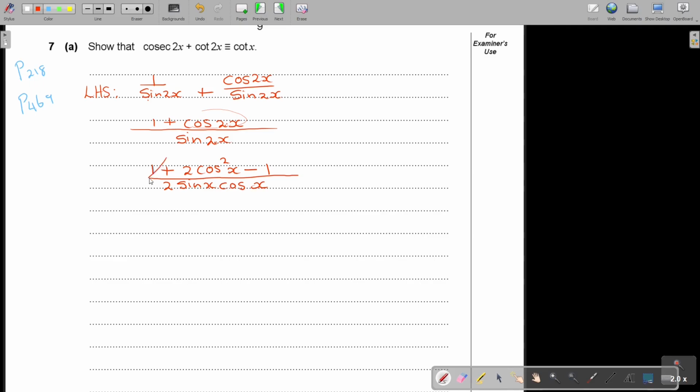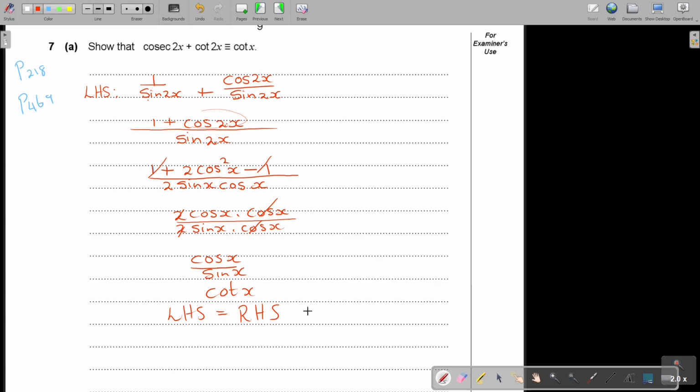Okay, now what do you see happen? The 1 and minus 1 cancel out. So I'm ending with 2 cos x, and don't forget that's actually meaning I multiply. And then the denominator is 2 sin x cos x. Then I just cancel the 2 and the cos x, and I'm left with cos x over sin x. And then that will be equal to cot x. So the left-hand side is equal to the right-hand side. As easy as that. Really not that difficult.